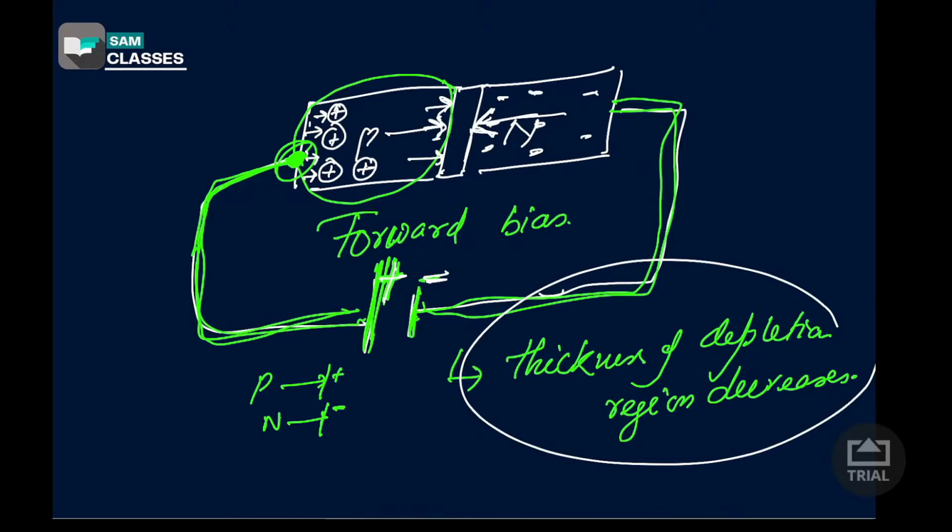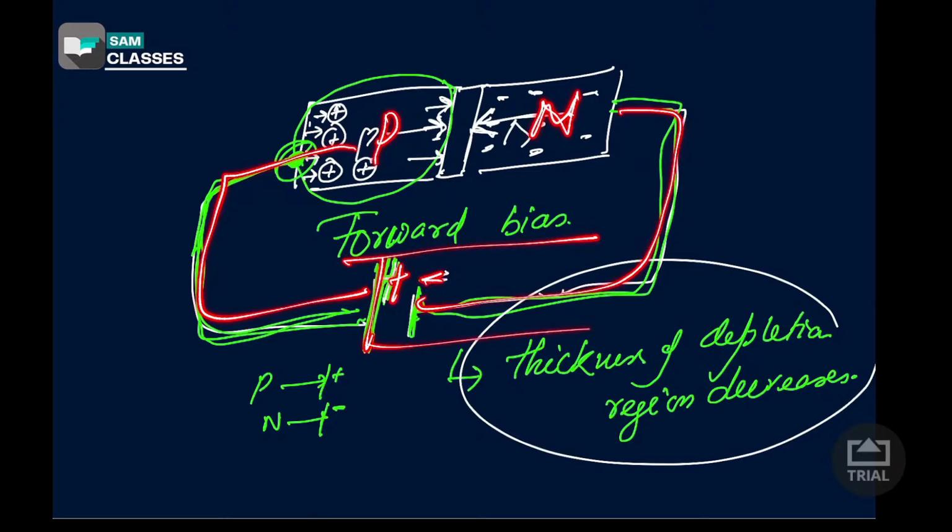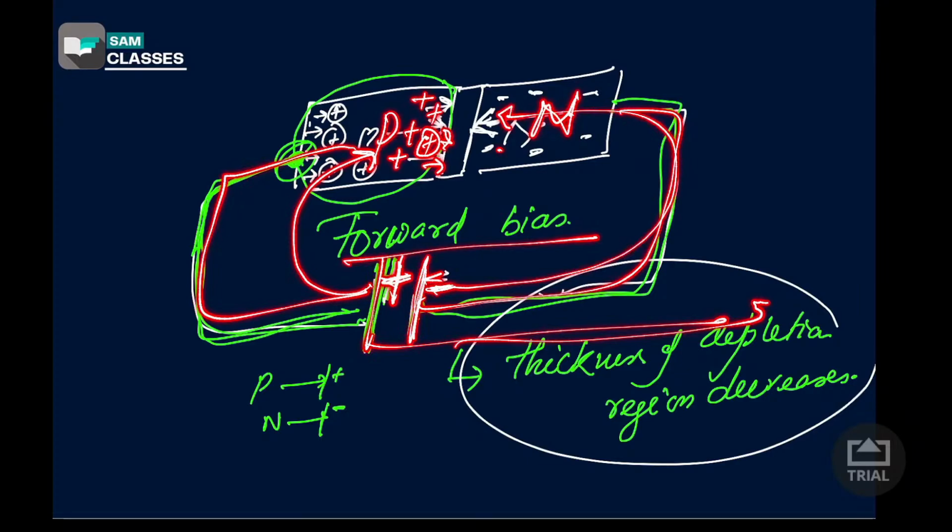Next, whenever we connect a P and an N to a battery, it becomes a diode. When P is connected to the positive end of the battery and N to the negative, it forms forward bias. In forward bias, students, the positive part of the battery pushes the positive charges towards the potential barrier, so it decreases the barrier. The negative terminal pushes the electrons, because like charges repel each other, so the electrons are pushed further this side. So the thickness of the depletion region decreases.